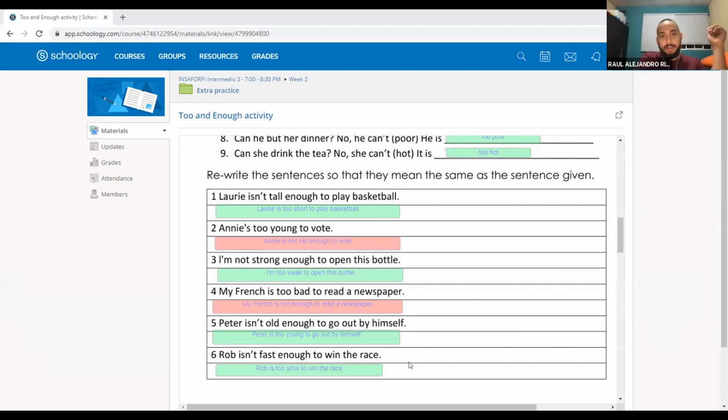Number 5. Peter isn't old enough to go out by himself. The answer: Peter is too young to go out by himself. And number 6. Robbie isn't fast enough to win the race. Robbie is too slow to win the race. All right. Very good.